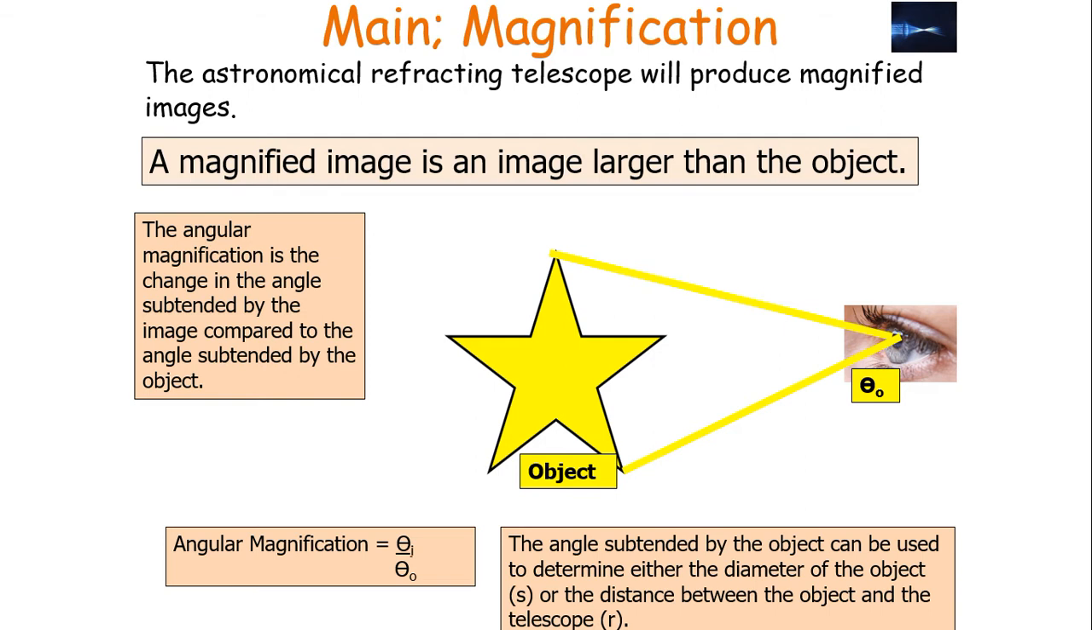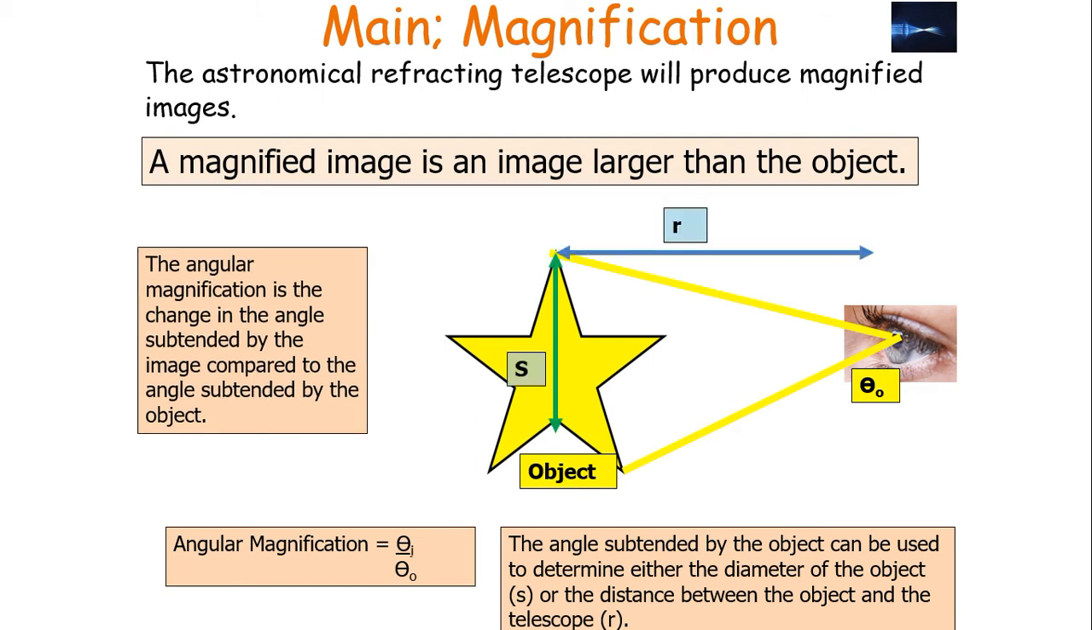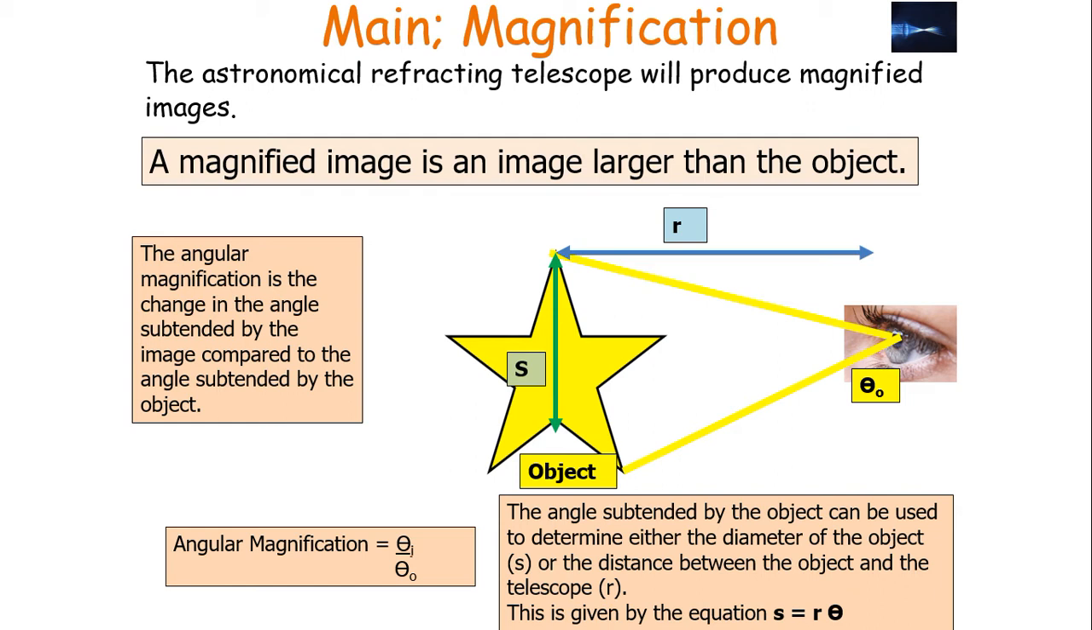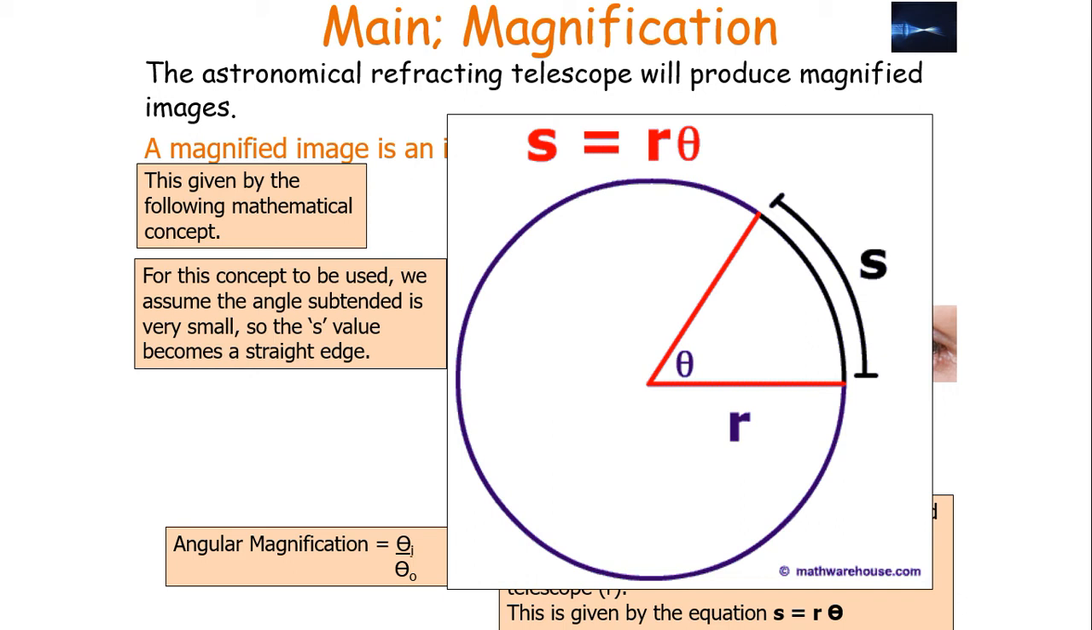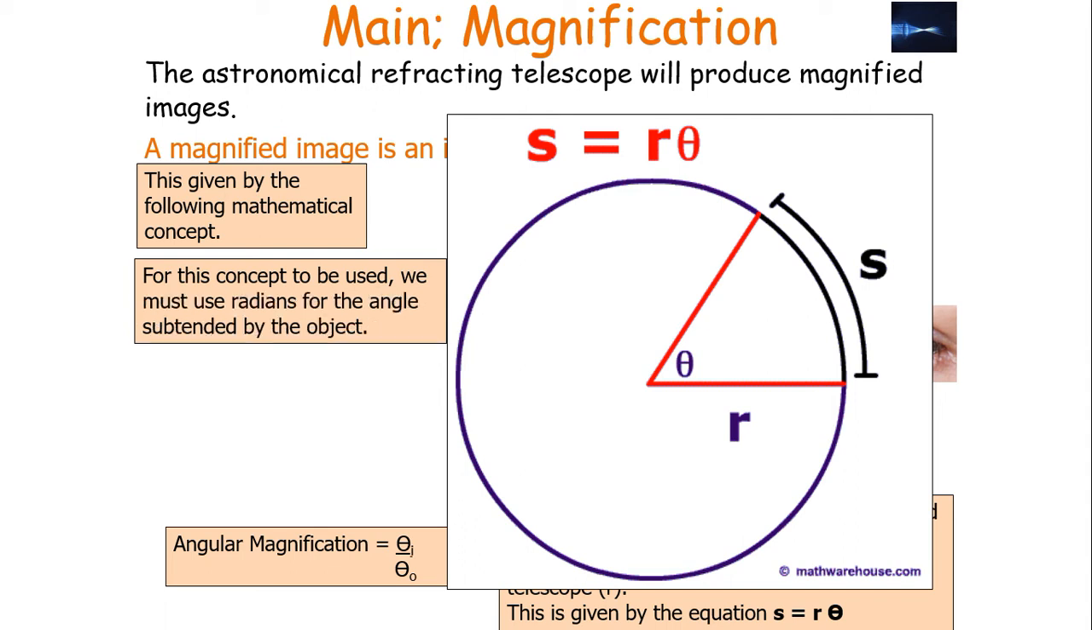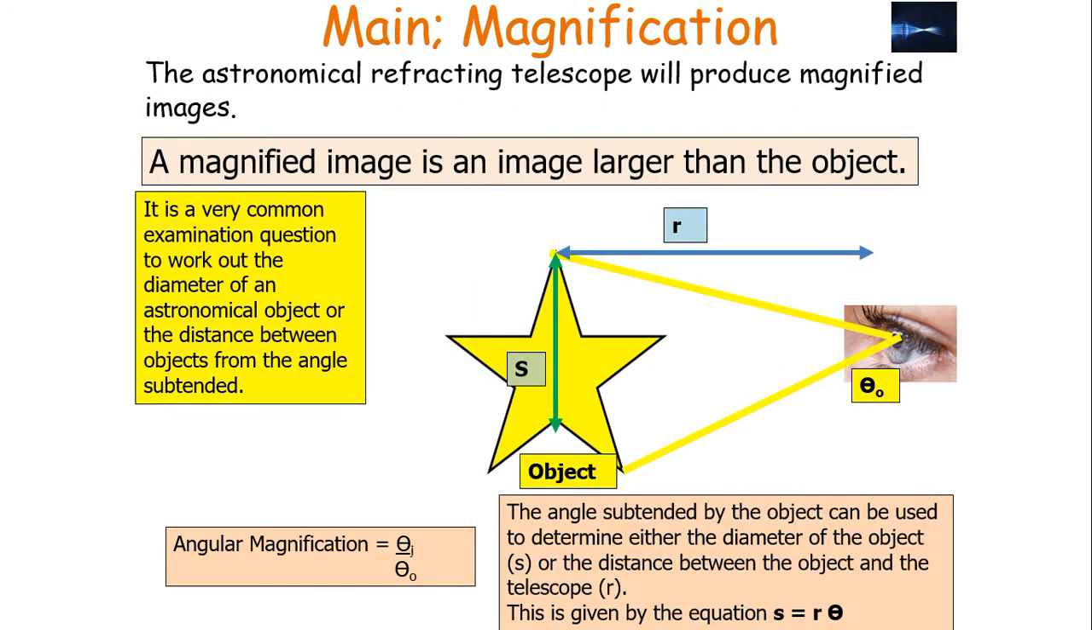Now, we can use the angle subtended by the object to determine either the diameter of the object, like the planet or the star or the galaxy, or the distance between the object and the telescope on Earth. Remember, we're going to call the diameter in this instance S and the distance between the object and the telescope R. We know from mathematics, which you'll have covered previously, that S, the diameter of the object, is equal to R, the distance from the object to the telescope, times the angle it produces, theta. So S equals R theta. From this concept, we assume that the angle subtended is very small, so the S value becomes a straight line, but for this to work, we've got to use radians for the angle subtended by the object. It's a very common examination question to work out the diameter of the astronomical object or the distance to the object from the angle subtended using the equation S equals R theta.